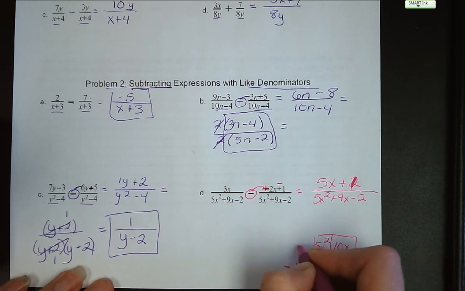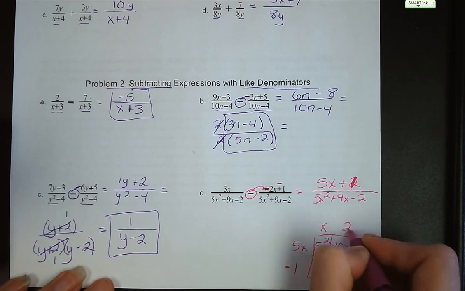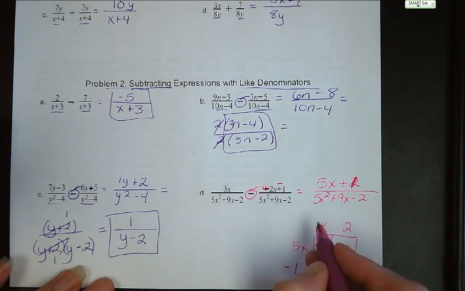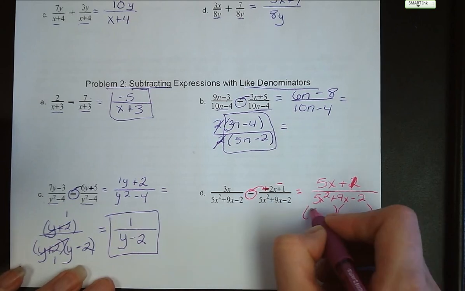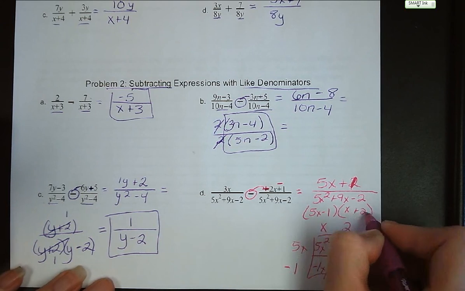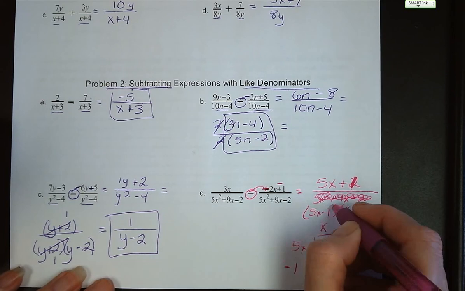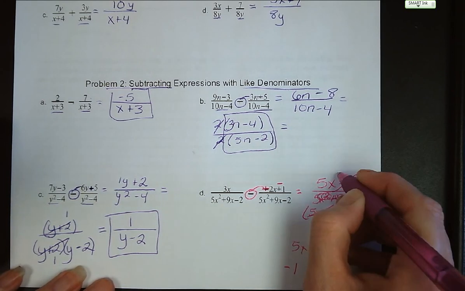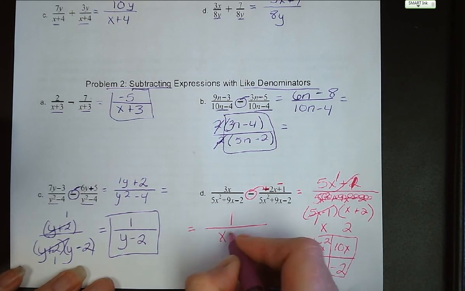Okay, pull out your common factors. You've got a 5x and a negative 1 on the left. You have an x and a 2 on the top. So we have 5x minus 1 and x plus 2. So we're left with 1 over x plus 2.